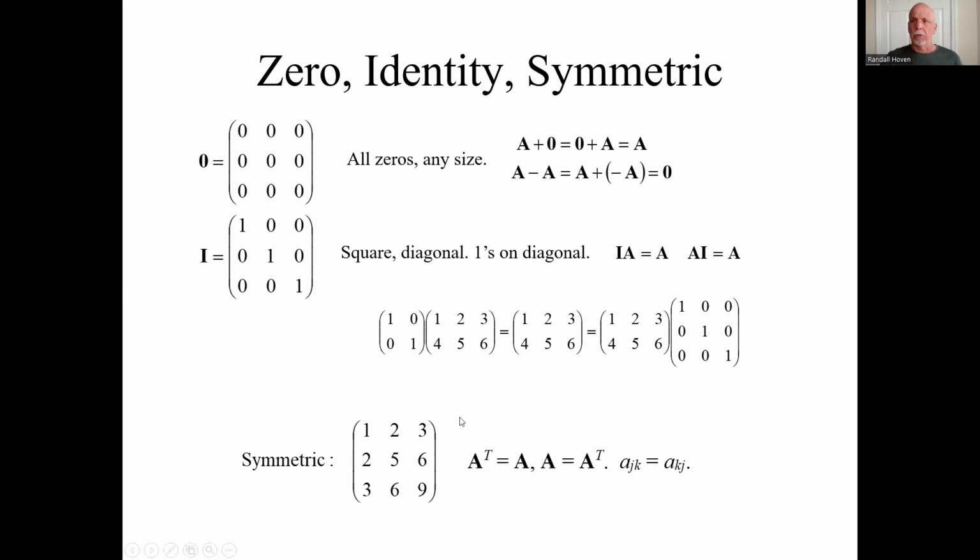A symmetric matrix means its transpose equals itself, or the JK terms are the same as the KJ terms. It's easier to look at it because the upper triangle is the mirror image of the lower triangle. The lower triangle is a mirror image of the upper triangle. 2 there, 2 over there, 6 there. Again, the main diagonal always stays the same regardless. That's what symmetric means.